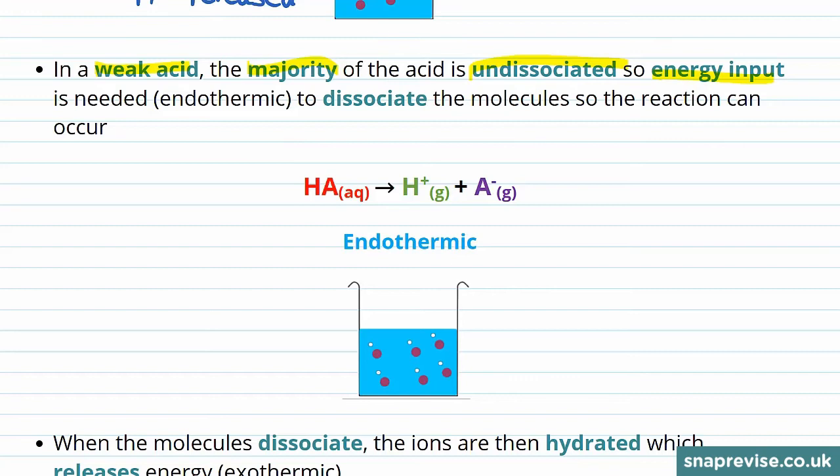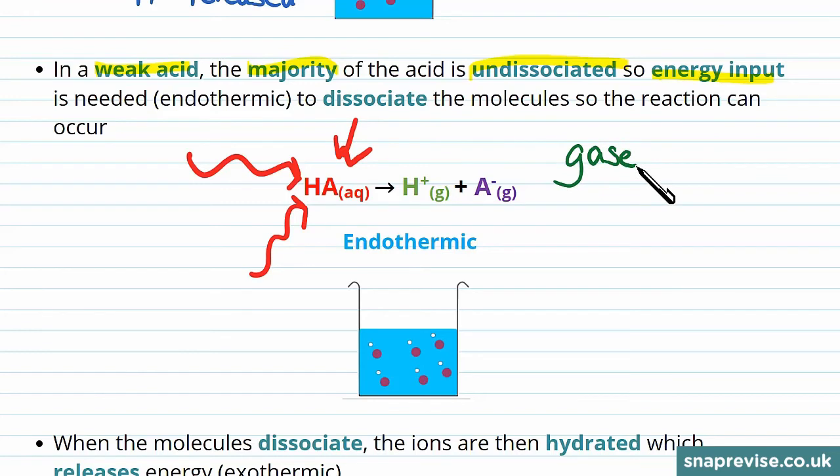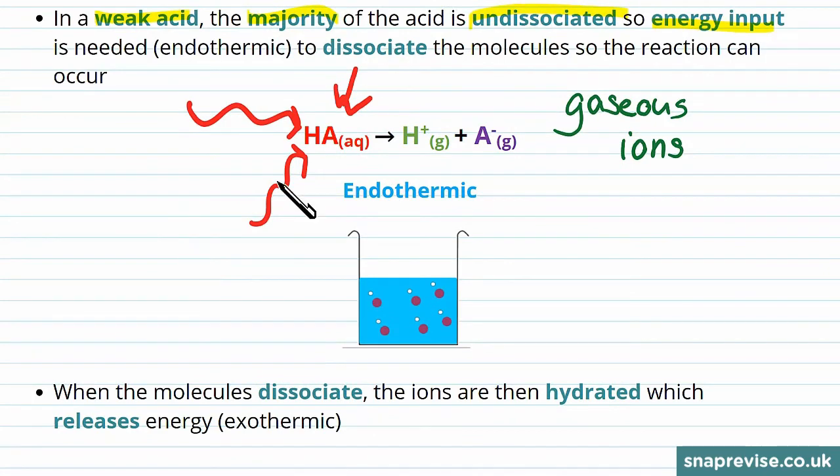So we've got our aqueous acid, which is weak, and we're going to be putting energy into this, which makes it endothermic, and this is going to break down this aqueous acid into gaseous ions. This may not seem very physical, but if you watch our video on the enthalpy changes of hydration, you'll understand that this is just a way to deal with the energy changes.